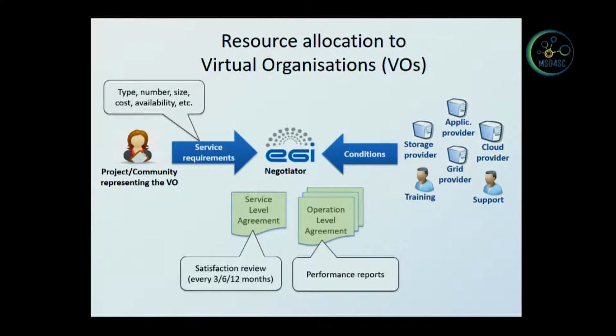And then we compare that with the conditions and possibilities that we have from the network, and we select the most suitable providers for that given use case. And with those providers, we sign so-called operational level agreements, one document with each provider, and the summary of these operational level agreements ends up with the community representative as a service level agreement. These are not legally binding documents. These are just an agreement of what you use from EGI and what EGI offers.